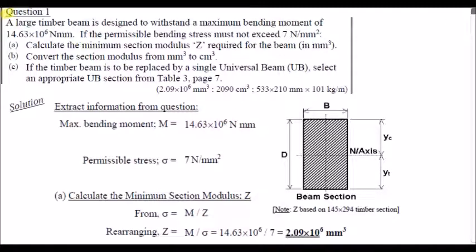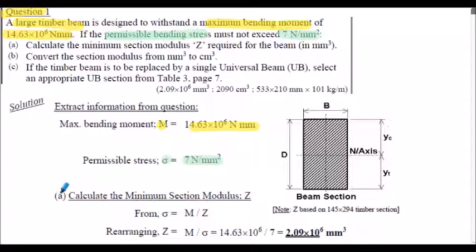So question 1, we're given a large timber beam, has to withstand the maximum bending moment of 14.63 times 10 to the 6 Newton millimeters, so we've got the value of M in this case. And we've got the permissible bending stress for the timber beam is 7 newtons per millimeter squared. So the sigma is 7 newtons per millimeter squared.